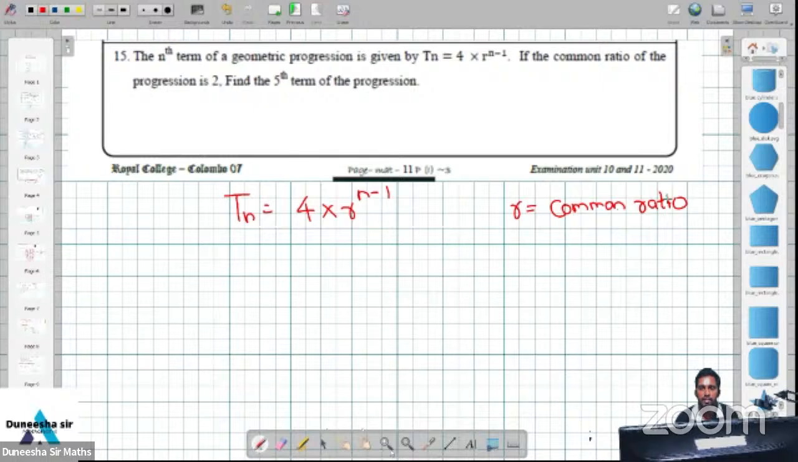Okay. Then asking what? Common ratio එක තමයි අහන්නේ. Common ratio එක අපි කොහොමද හොයන්නේ? Common ratio එක දීලත් තියෙනවා. Common ratio of the progression is 2. R එහෙනම් කියනවා 2. Can you find the fifth term?